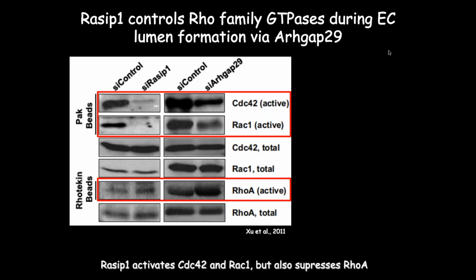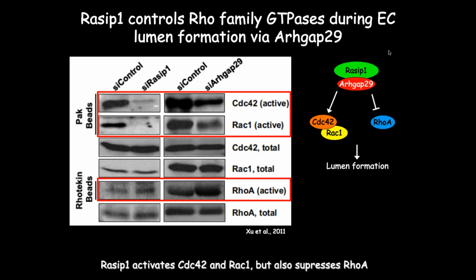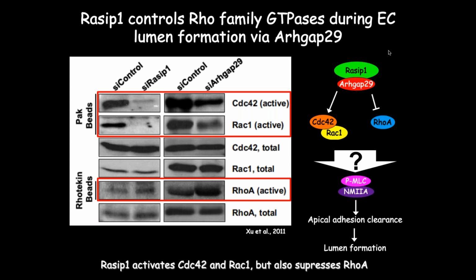So we decided to press further and ask in vivo: how important are CDC42, RAC, and Rho? What are they doing? From these early in vitro experiments, we started building the model that RAS-IP1 was positively upstream of CDC42 and RAC, but negatively upstream of Rho. And so at this point, upstream of all of the machinery that is going to clear these junctions.